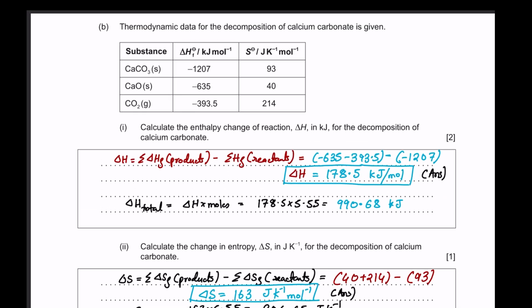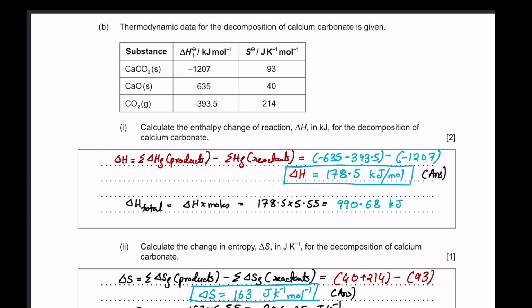Now, coming to the next part, we need to find the entropy change in joule per kelvin of the decomposition of calcium carbonate. Delta S similarly will be the summation of delta S of products, and we need to subtract the summation of delta S of reactants. Products are CaO and CO2, so 40 plus 214 will be the summation for products, and our reactant is just CaCO3, which is 93. Plugging them in, we get delta S as 163 joule per kelvin per mole.